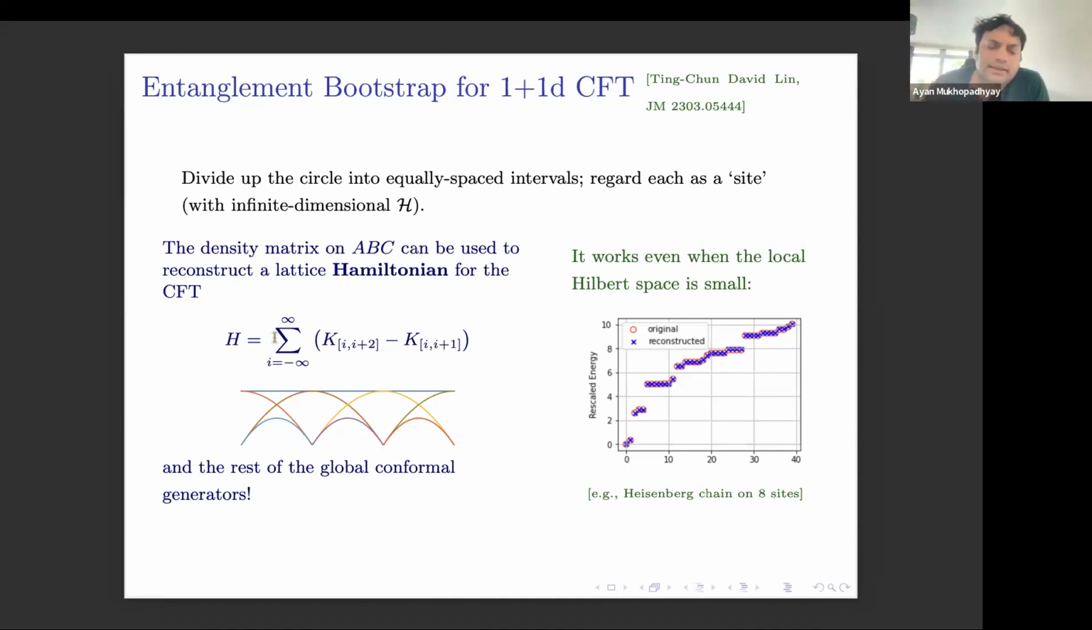Yes, indeed. On the lattice model, this formula gives, I'd like to say, the Hamiltonian on the lattice that's closest to the ideal CFT Hamiltonian.